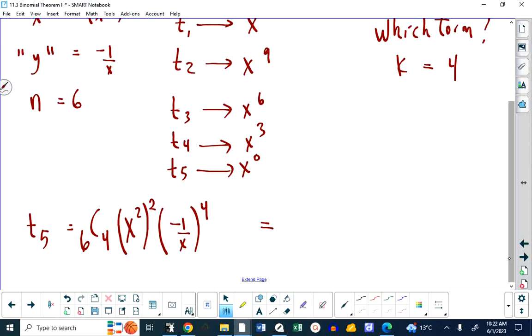So you're left with 6 choose 4. And I don't know, is it 35? I'm probably totally out to lunch there. 21? 15. So the fifth term is 15.